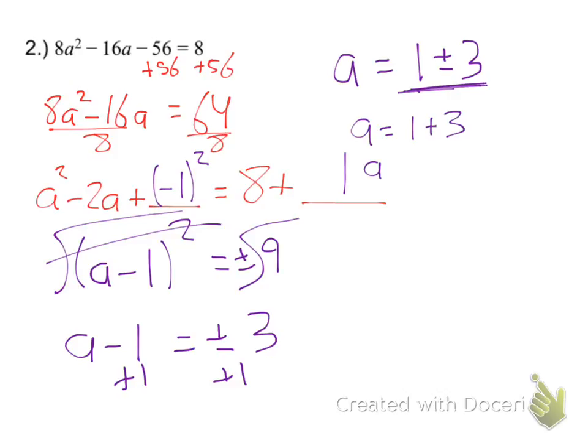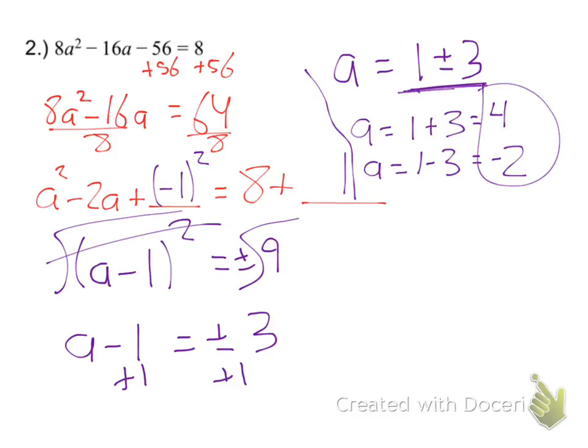And so I have to separate. If they're nice, I will separate. If they're not nice, I will not separate. I'll leave it as 1 plus or minus the square root of something. 1 plus 3? It's 4. 1 minus 3? Negative 2.